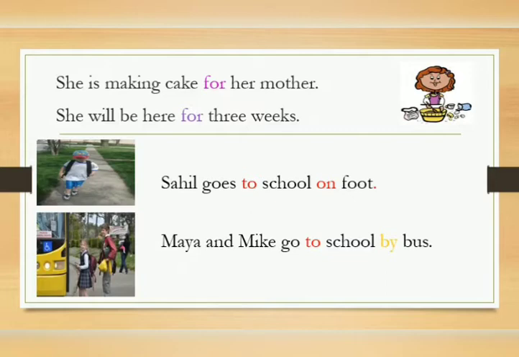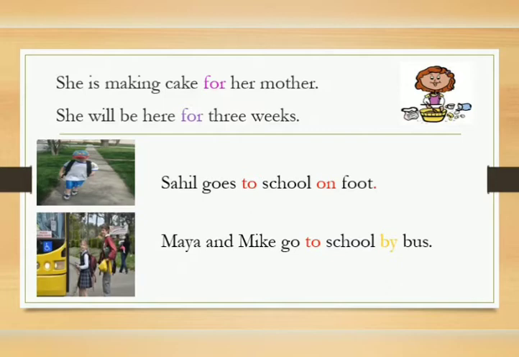She will be here for 3 weeks. Here we talk about the duration of time, that she will be staying here for the next 3 weeks. So for is here for the duration of time. In this picture you can see that this child is going somewhere. So Sahil goes to school on foot.